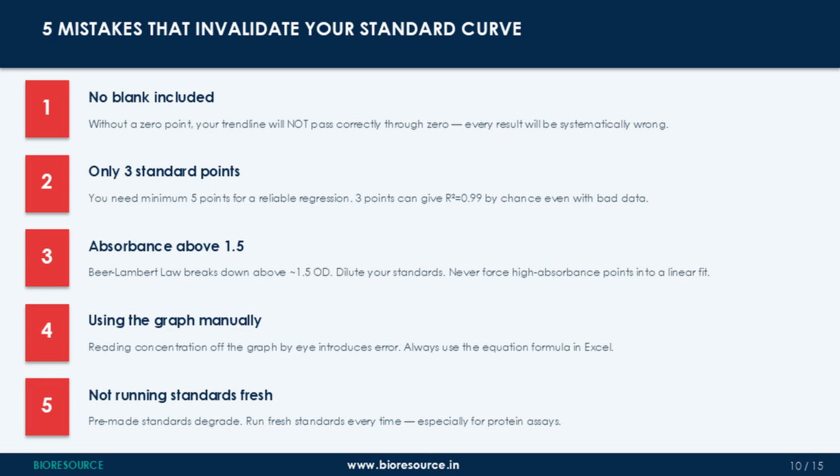Mistake number 3. Absorbance above 1.5. Beer-Lambert's law assumes a linear relationship between the concentration and absorbance. But that relationship breaks down above roughly 1.5 OD. If you are forcing high absorbance points into a linear fit, your calculated concentration will be wrong at the high end. Dilute your high concentration standards. Mistake 4. Reading concentration off the graph manually. I still see this.